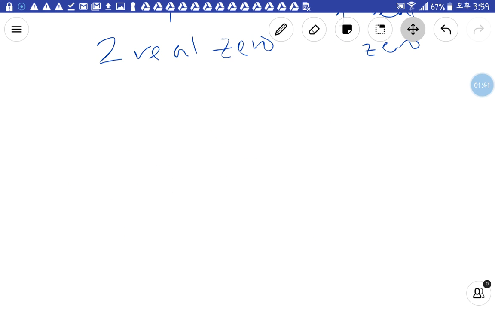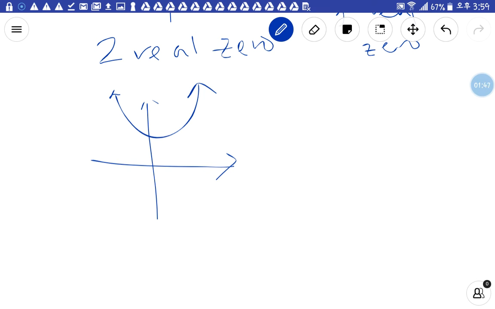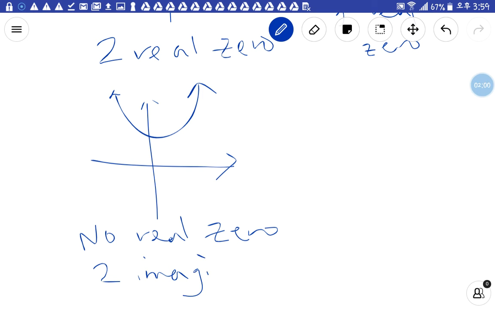And then you may have this graph, which is the last one, which means your graph is not touching the x-axis. Do we have any real solution? No, we don't have anything. So we have no real zeros, which means we are going to have 2 imaginary zeros.